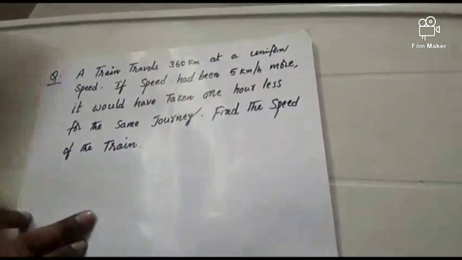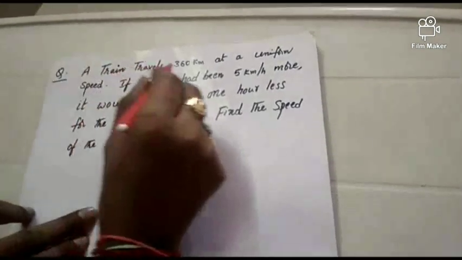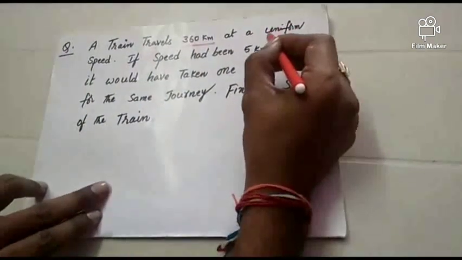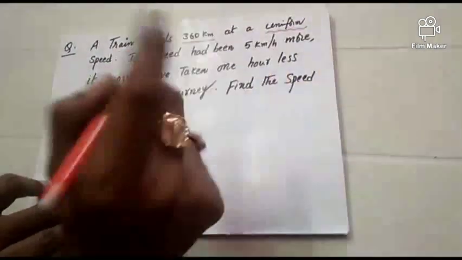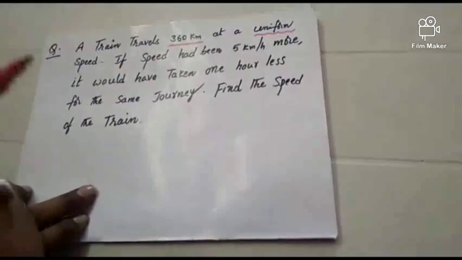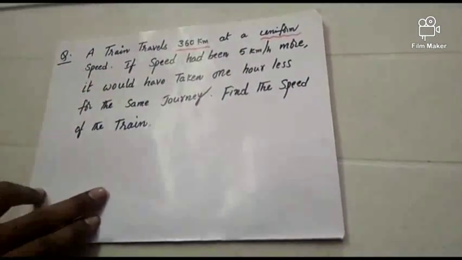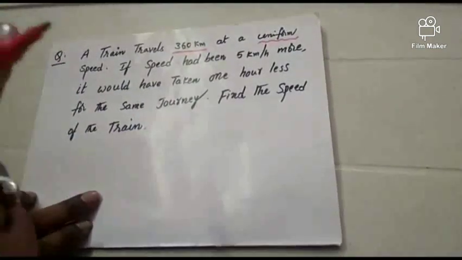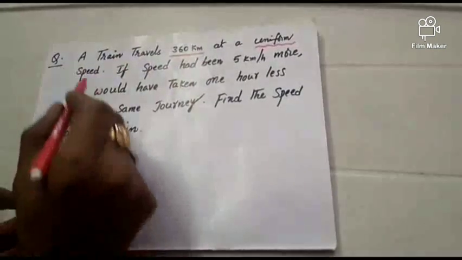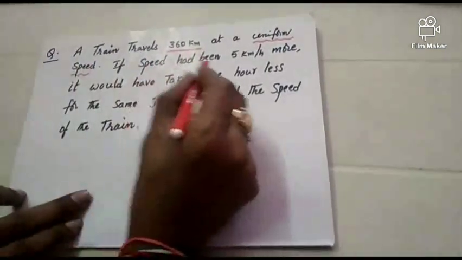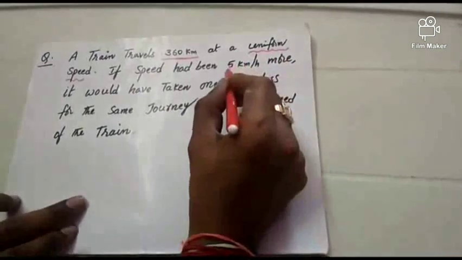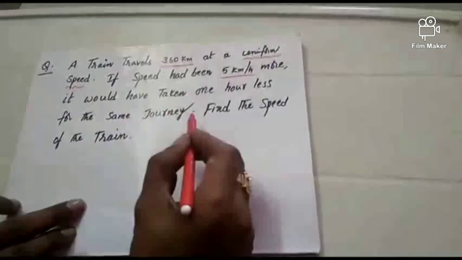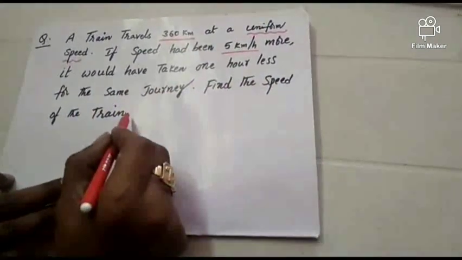Clear? Okay. Once again we will see the problem. A train travels 360 kilometers at a uniform speed. What is the uniform speed here? Uniform speed is nothing but no change in the speed of the train during the journey time. If the speed had been 5 km per hour more, it would have taken 1 hour less for the same journey. Find the speed of the train.